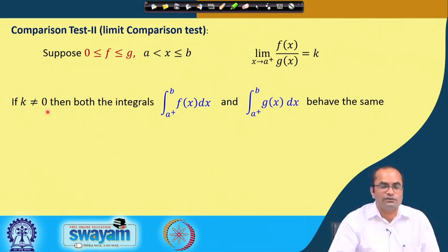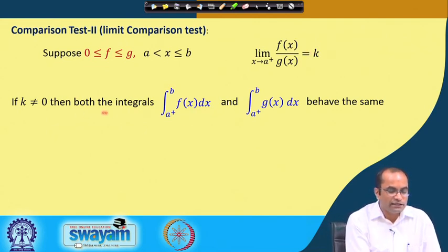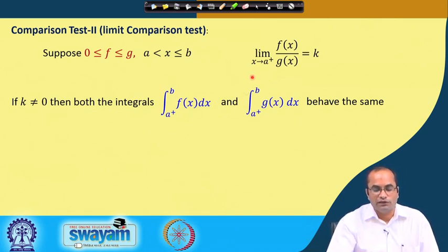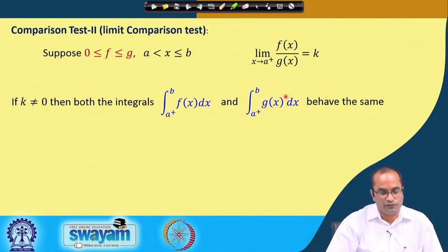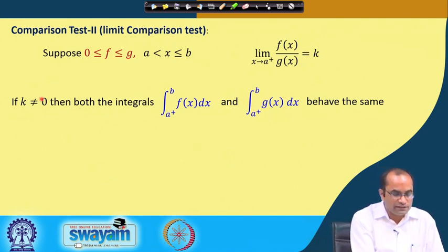So, if we are getting this non-zero number as the limit, in that case both the integrals, meaning this integral from a to b of f(x) dx and this integral from a to b of g(x) dx, will behave the same. The reason is clear: when x goes to a, this ratio is a non-zero number. That means they behave the same as x approaches a, and their integrals will either both diverge or both converge in this case, and this is very useful.